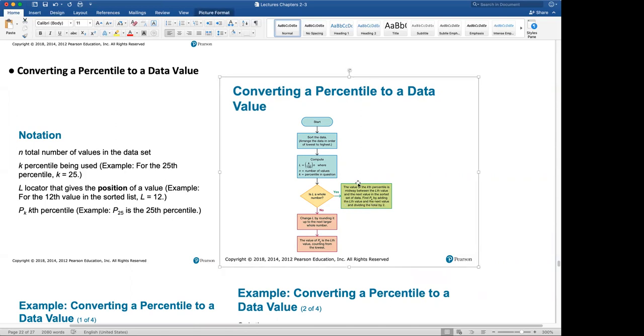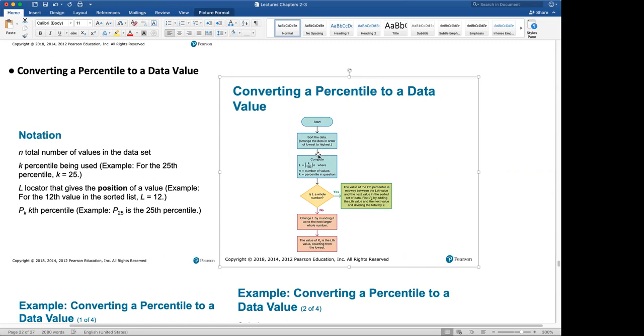Okay, so diagram. This is how we convert a percentile to a data value. First, we sort the data. Arrange the data in ascending order or descending order, either one is just fine.